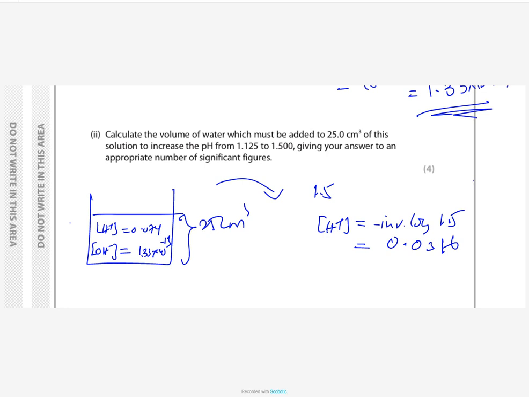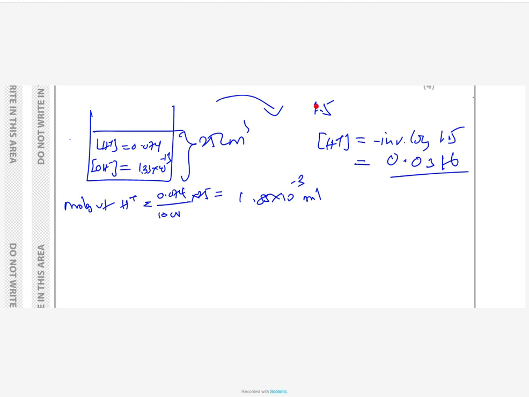Yeah, just find 0.0316 is the new concentration. Now let's find the moles of the H plus in the original solution. We got the concentration. We have to find the moles of both, right? So let's find the moles of H plus. 1000 contains 0.074. 25 contains how much? Can you find that? I hope you have done this question. So give me the answer, please. This is 1.85 times 10 to the power minus 3, the moles of the H plus, right? We found the new H plus concentration.